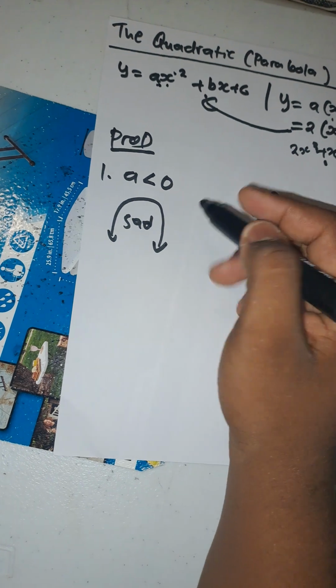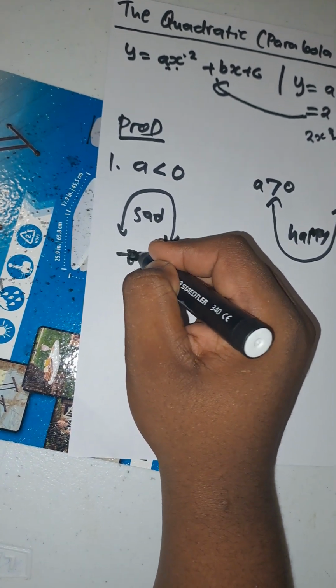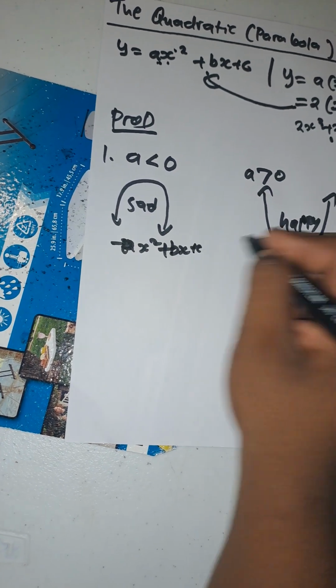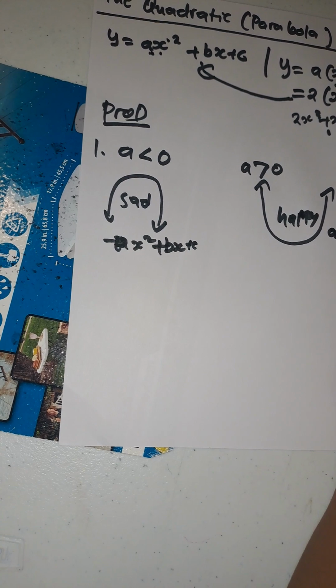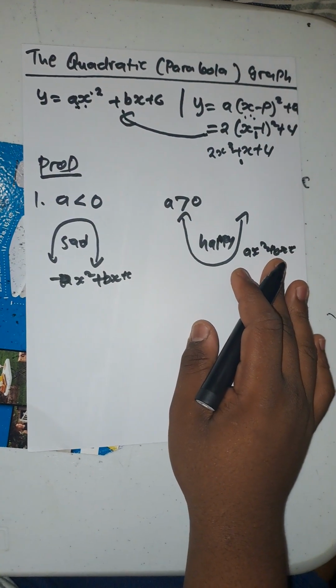This one has a negative, so it is negative ax squared plus bx plus c. This one is positive ax squared plus bx plus c. Okay, and then let's continue.